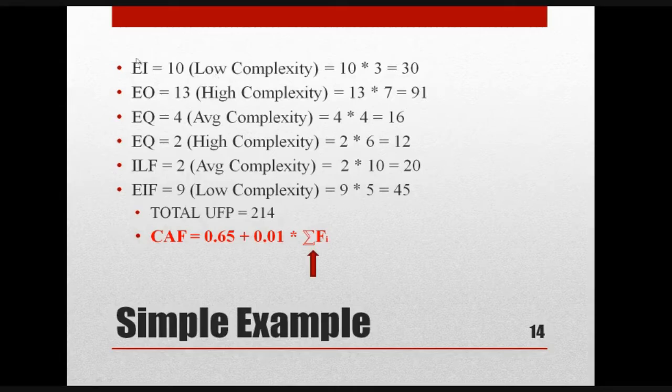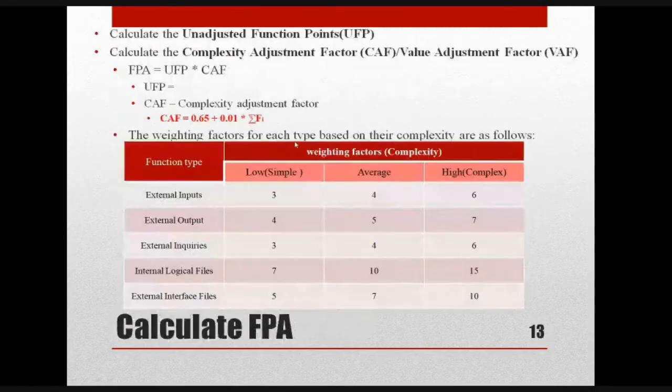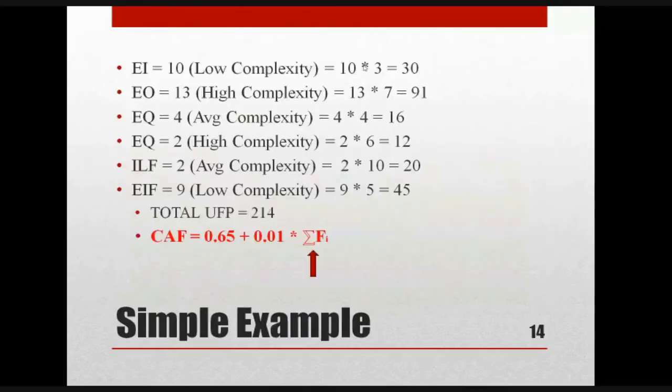For external inputs, how many inputs are there? 10 inputs are there. And what is the complexity? Low complexity. Now what we have to do? 10 into 3. What is 3 here? Low complexity. For external input, for low complexity, the value is 3. So 10 into 3 is equal to 30. So 30 is the value for the external input.